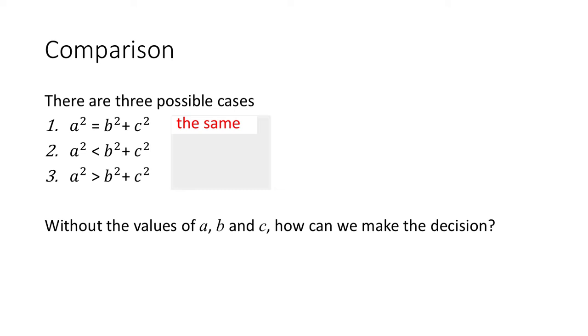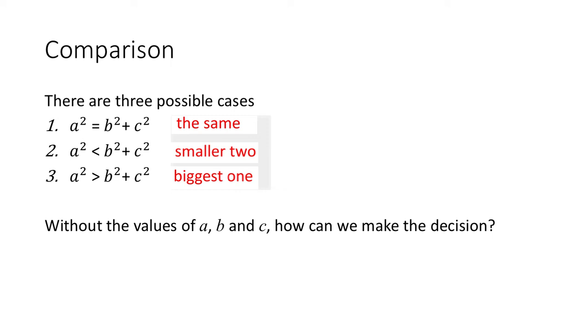Next, they are not equal. Then, we have the second case. A squared is smaller. That means the area of the biggest one is smaller. So the choice is the smaller 2 pieces. Or the last case, A squared is bigger. Then in this case, the choice is to have the biggest piece.